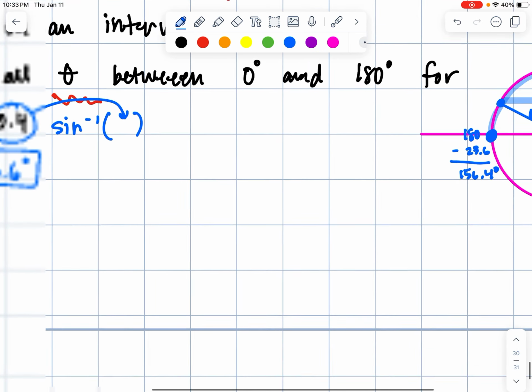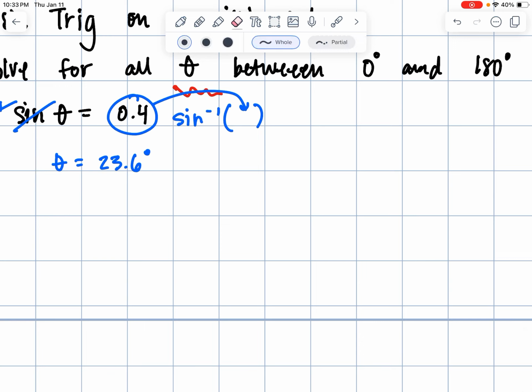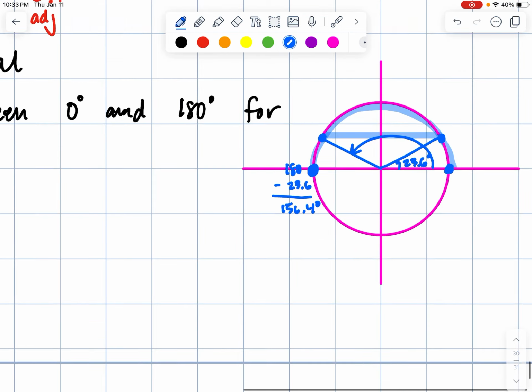Okay, so we have two answers here. 23.6, and let me actually extend this, and 156.4. Those are the two angles on that specific interval.